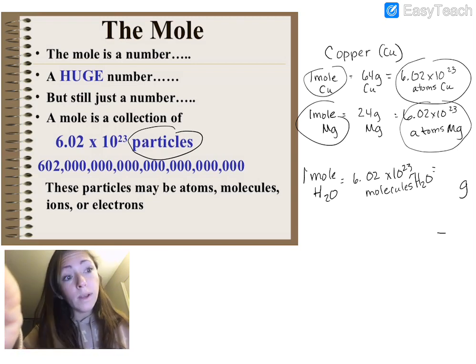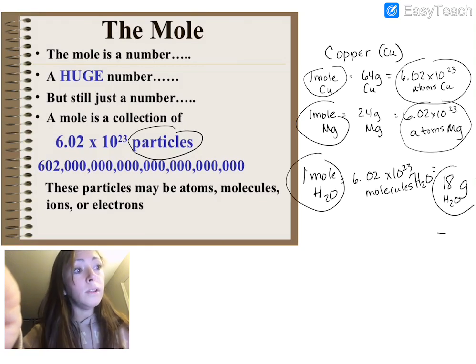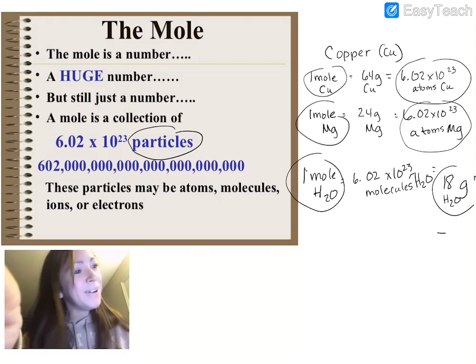we already added this up. If I look at the periodic table, hydrogen weighs 1. That's 1 plus 1 plus oxygen is 16. We already looked this up earlier. 18 grams of water. Okay? So 1 mole, no, excuse me, I just messed that up.